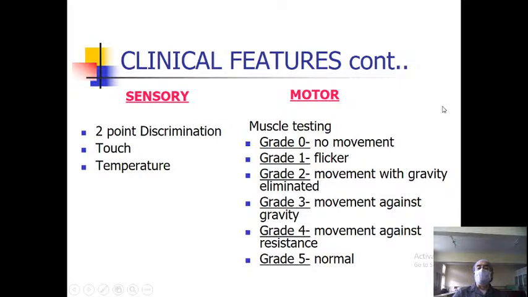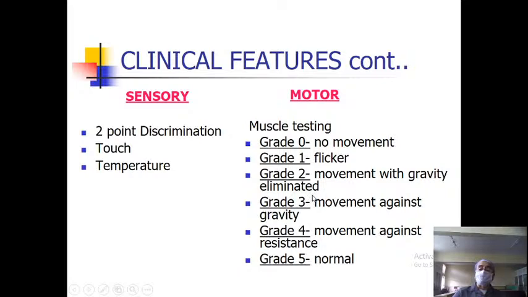And motor, how do you test? Grade 0 is no movement and grade 5 is normal. So these are the in-between things. Grade 1 is a flicker, grade 2 is movement with gravity eliminated. That means when there is no gravity, the muscle can move, but with gravity, it can't.